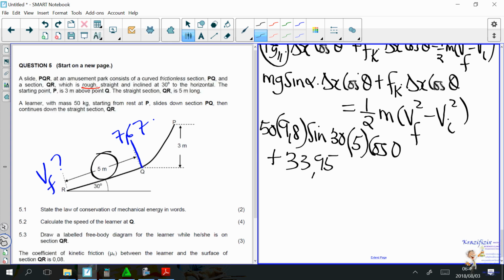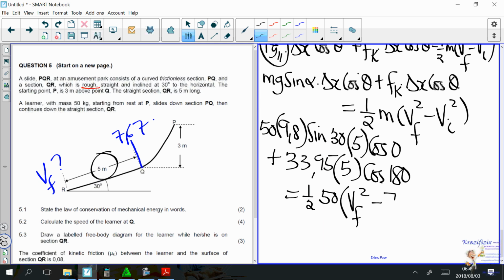33,95. Remember, I think I still have it here. Yes, 33,95. My delta x is what? 5. Now, what is the standard of friction? 180. And that now should be equal to half 50. What's my final velocity? It's unknown. My initial is 7,67 squared. All right, what do we do now?